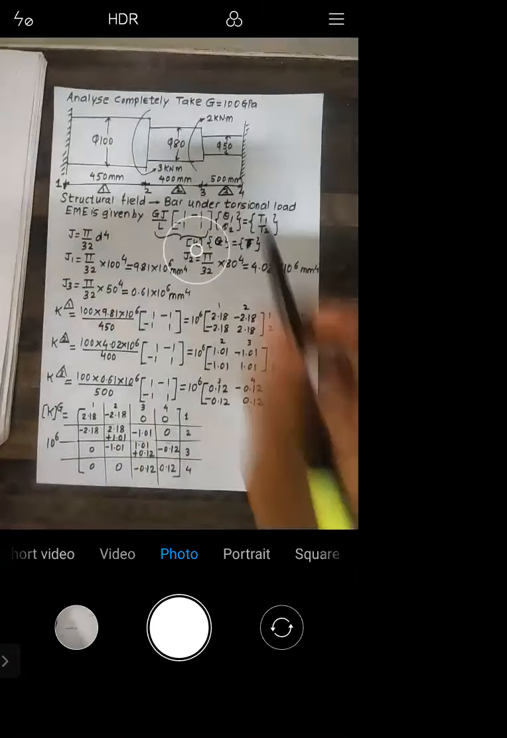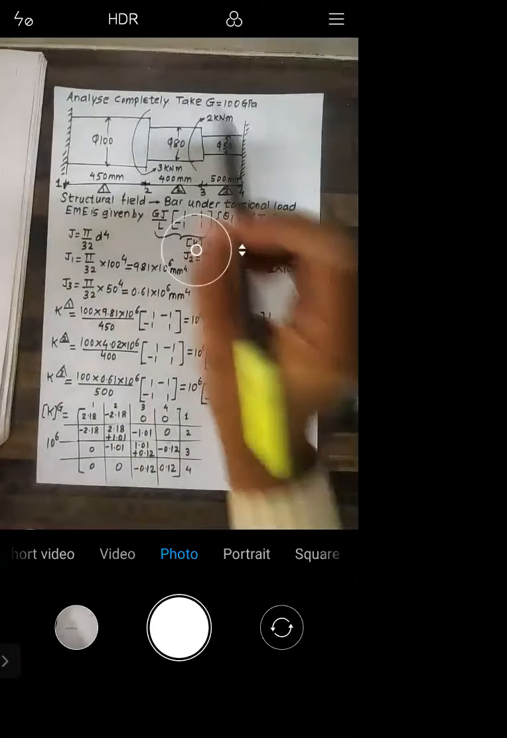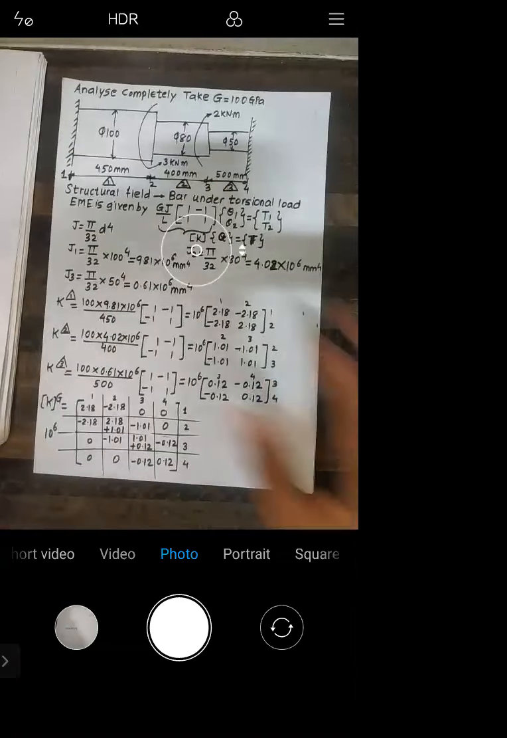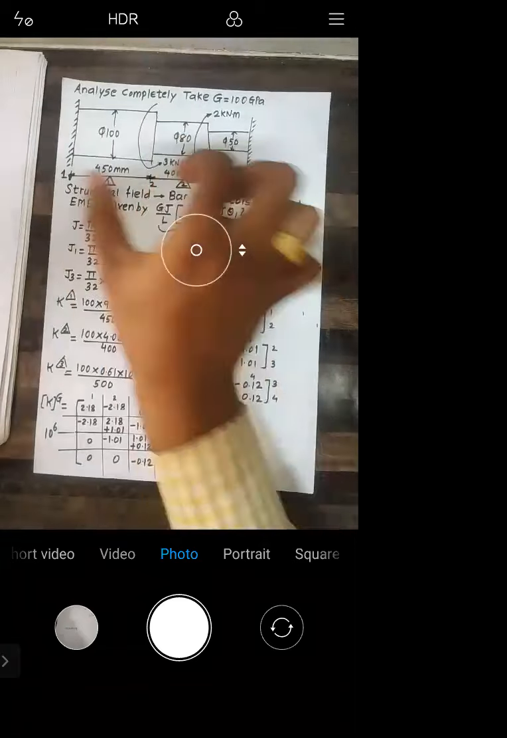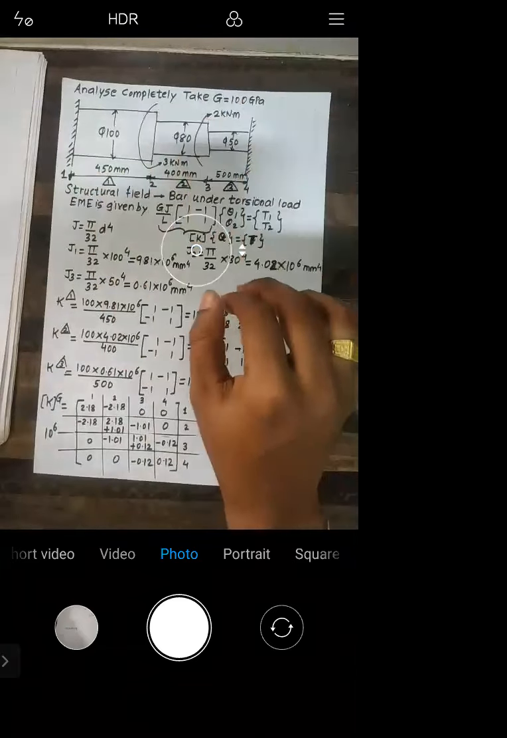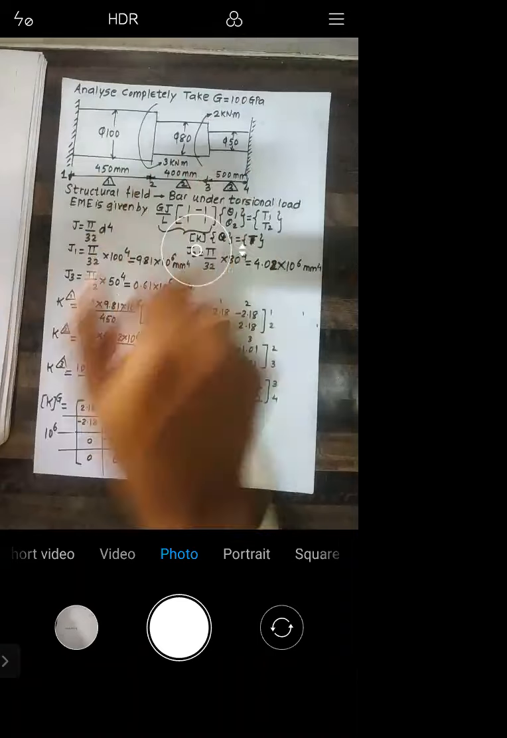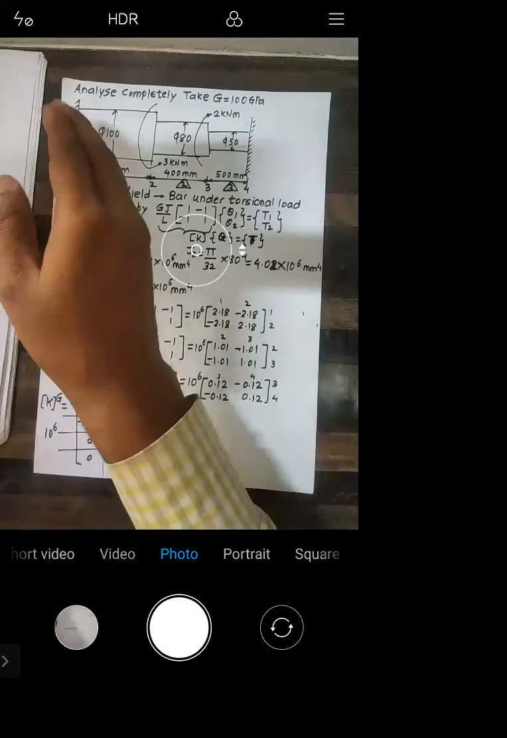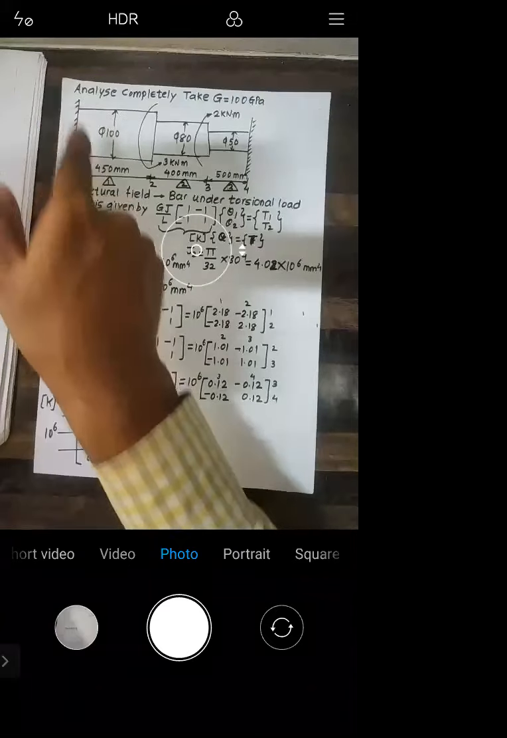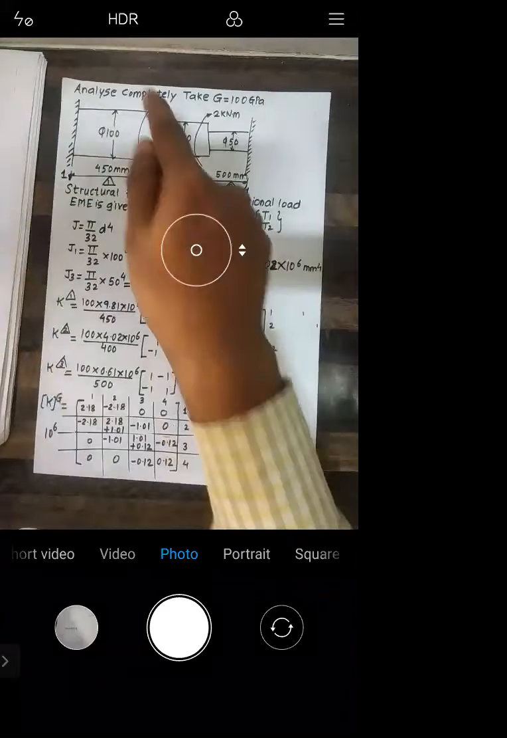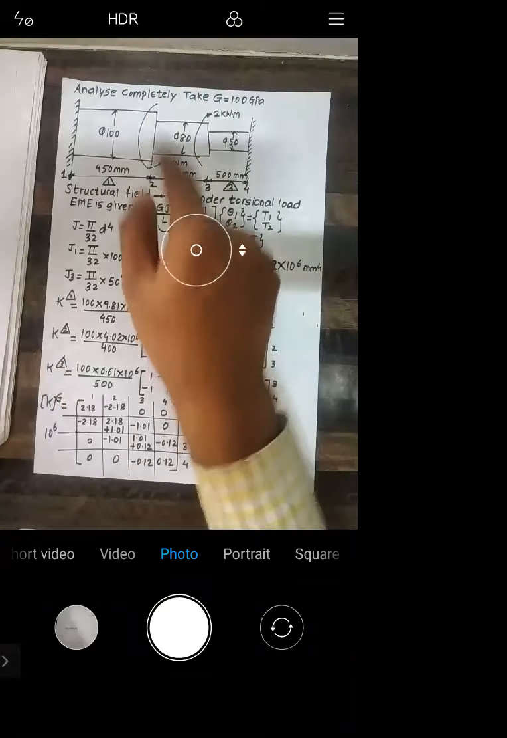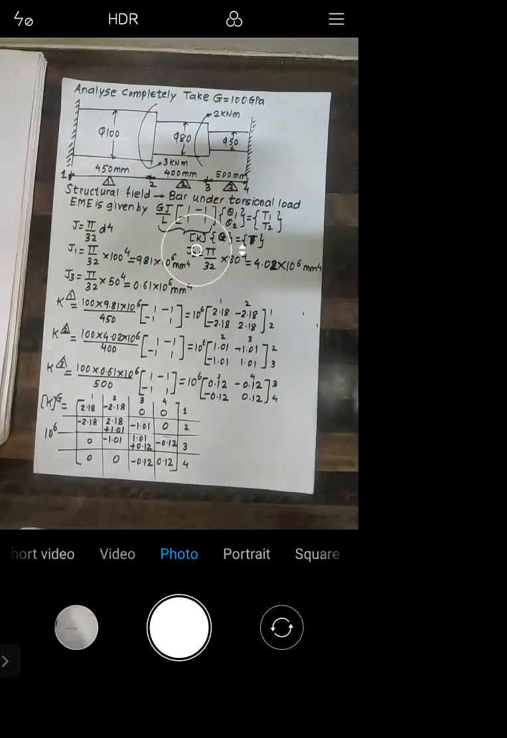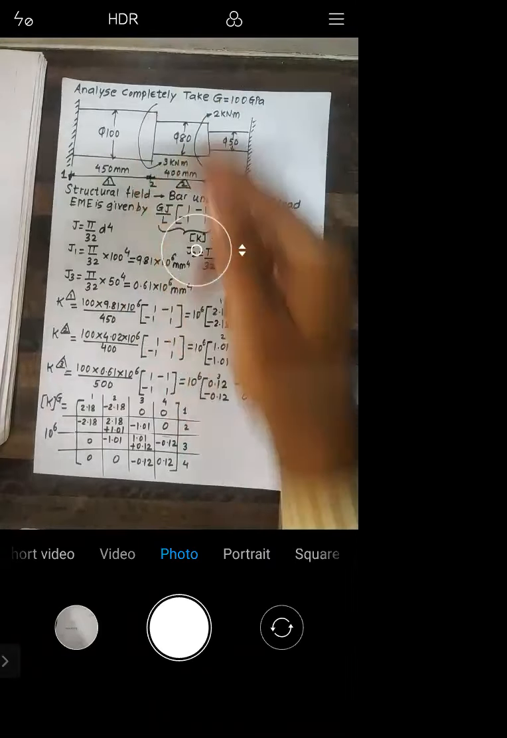They're asking to take the value of G as 100 gigapascal, where G is called the modulus of rigidity or bulk modulus. So what you have is a stepped bar having 3 different diameters and 3 different lengths, fixed at the left hand side as well as at the right hand side. They have applied some torque. At node 2 they have applied 3 kilonewton meter, at node 3 they have applied 2 kilonewton meter. One is anti-clockwise, the second is clockwise.